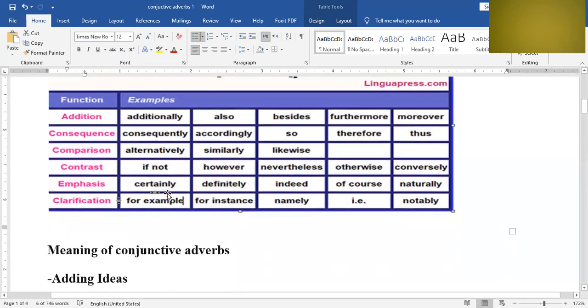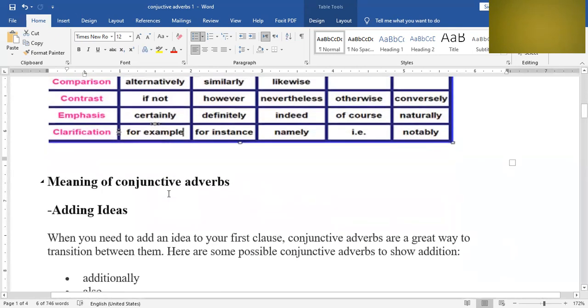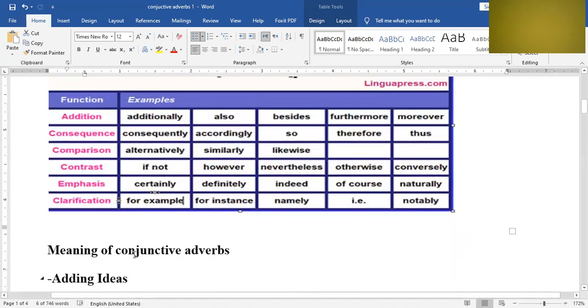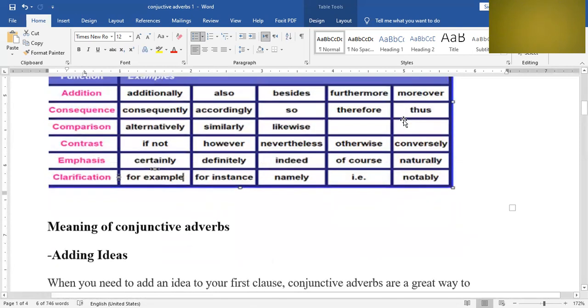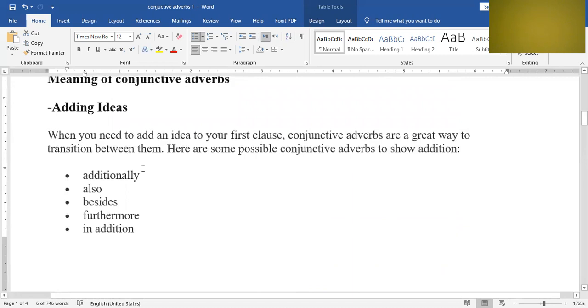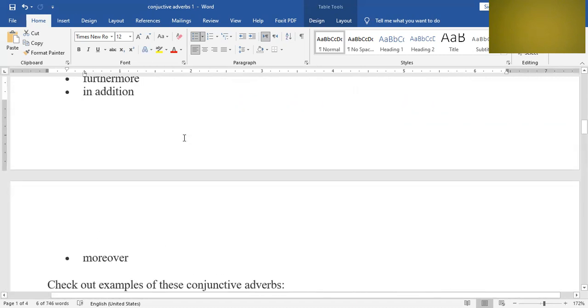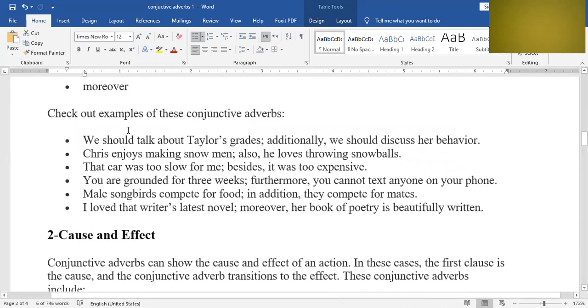Let's see them in context to understand and to realize their use in context. Meaning of conjunctive adverbs, to add ideas. Which conjunctive adverbs do we use to add ideas, as you see here: additionally, also, besides, furthermore, and moreover. Let's see them in sentences. Here, we see them in sentences. For example, we clarify the meaning now here and the use in context.